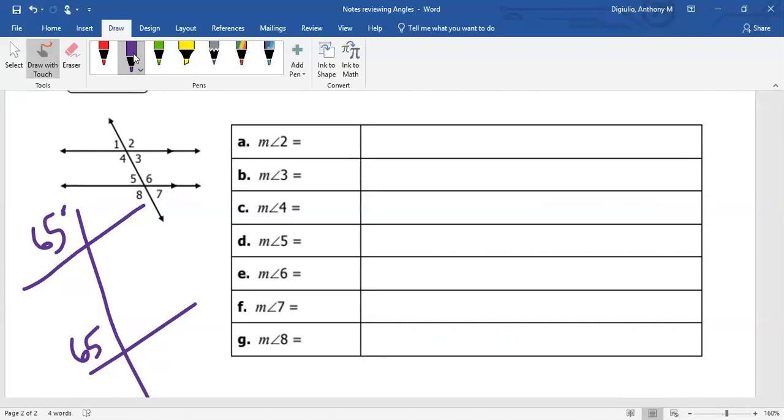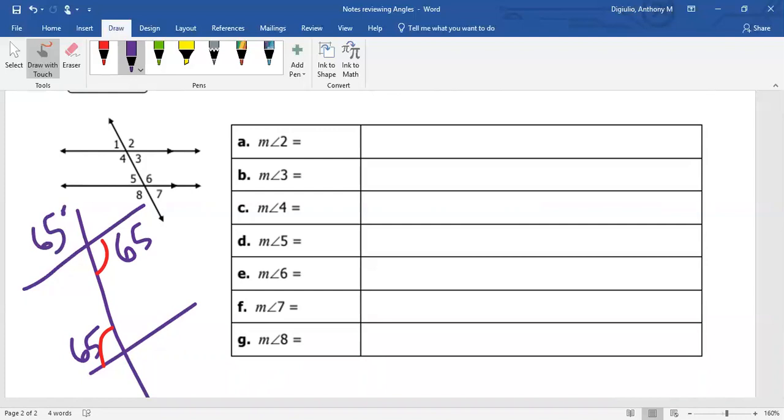I said that alternate interior angles are going to be congruent as well. So here we go. I've got an interior angle right here. If I'm looking at the alternate interior angle, that's going to be right here. So just like that first one was 65, this one's also going to be 65.